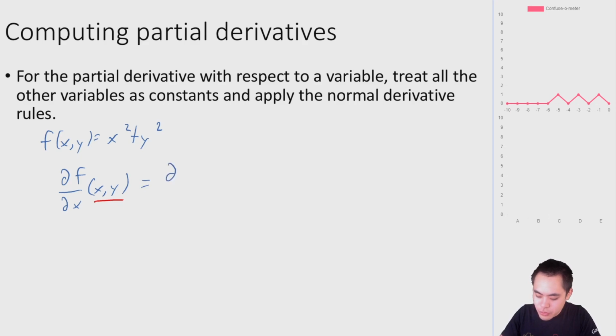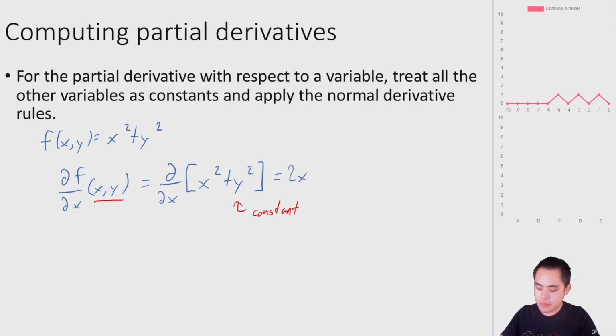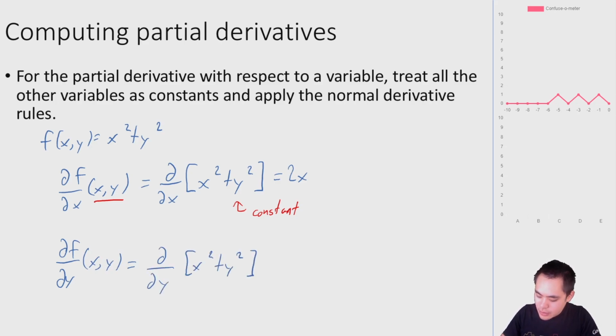So this is equal to del by del x of x squared plus y squared, since that's f of x y. Note that in this example, y is a constant, and because y is a constant, its derivative goes to 0. Therefore, this is equal to 2x. We can do the same thing for del f by del y of x y, which is equal to del by del y of x squared plus y squared. Here, we instead have x as a constant, and so this is equal to 2y.